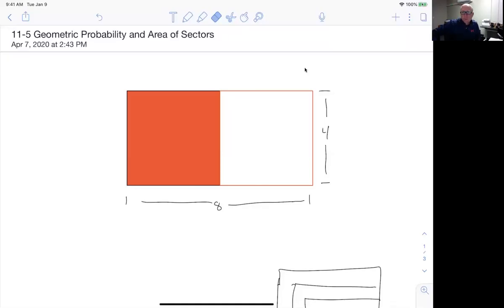Okay, what's up, everybody? Just getting started on a new section here this morning.